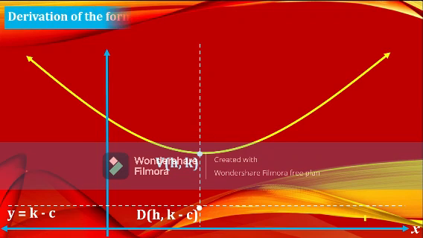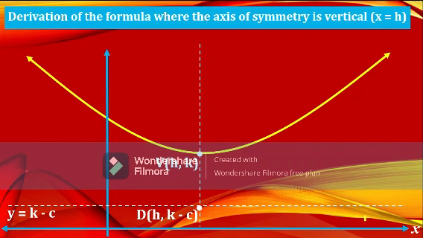Okay, so the derivation of the formula where the axis of symmetry is vertical, x is equal to h. It would be better for us to understand how the formula has been derived. So we will derive the formula, or the standard form of an equation, for a parabola having the vertex (h, k).